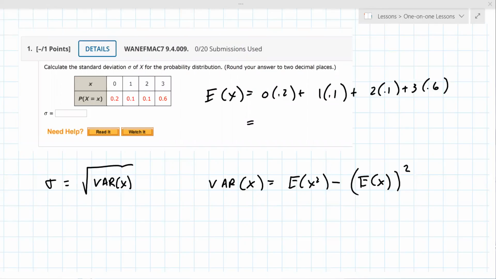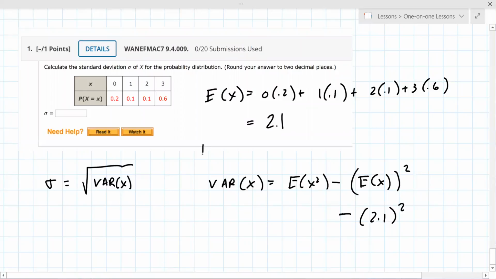I'm opening up something else to help with these. Okay, 0, 1, 2, 3, and then 0.2, 0.1, 0.1, 0.6. All right, so the answer I've got here is 2.1. So that's this number over here on the right that you end up squaring.